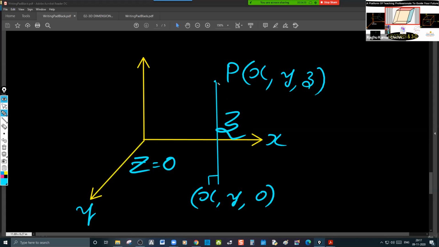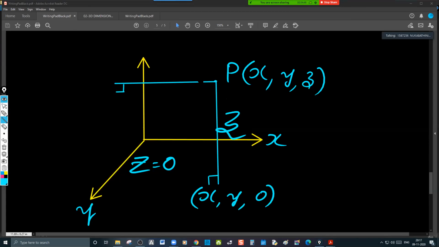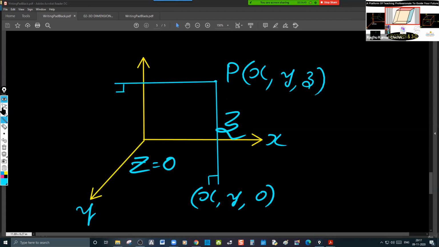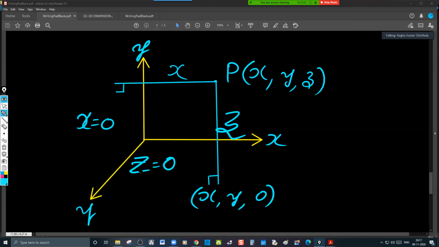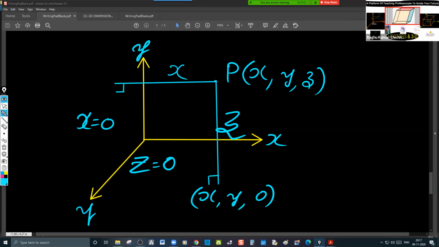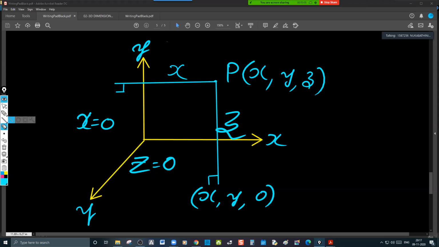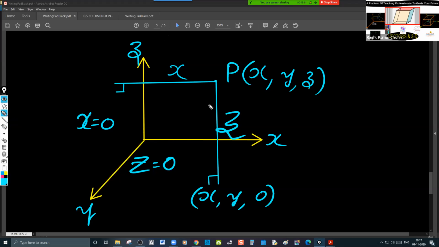Similarly, from the YZ plane, anyone please respond? From the YZ plane, what should be its distance? Sir, x. Y and z will be there, and x will be 0, sir. That's right, you're right. X will be 0, and from the YZ plane the distance will be x only. From the ZX plane, y will be 0, and the distance will be y. So this is to be understood. It's common sense, that's what I'm saying.